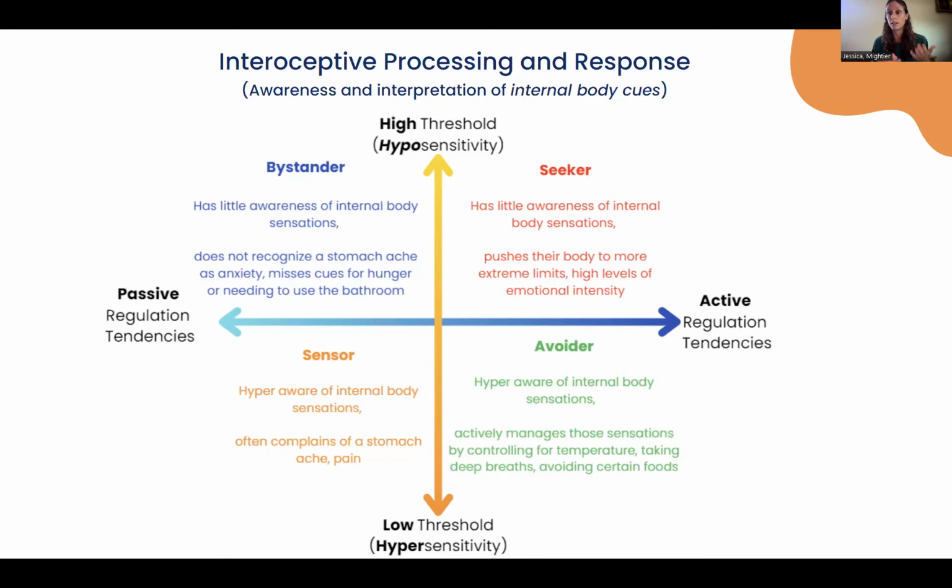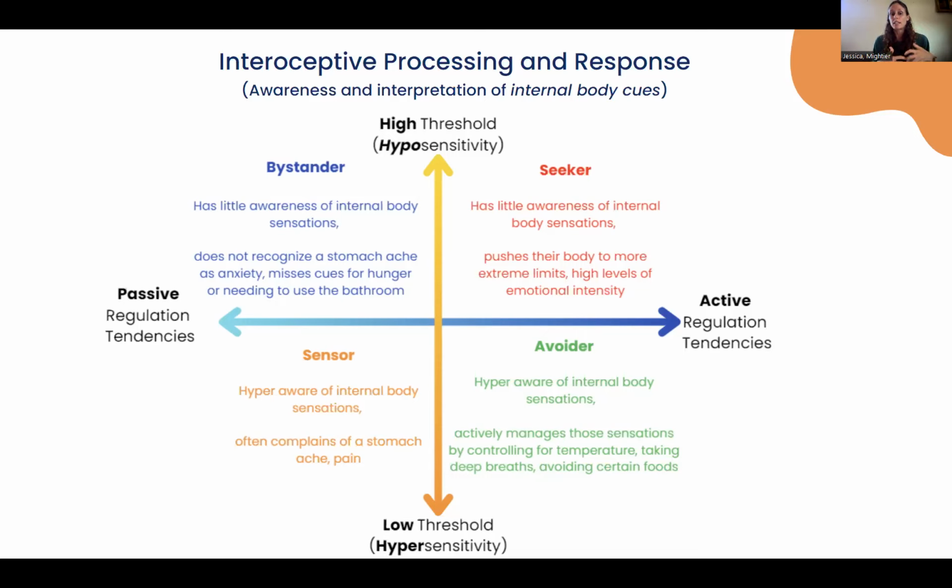This is also a skill that a lot of kids who have sensory processing difficulties are going to struggle with. So we want to build awareness around this. We want to practice it. To go through this model, thinking about interoceptive input, our bystander needs a lot of input, not very sensitive to the input they receive. So they have little awareness of their internal body sensations.